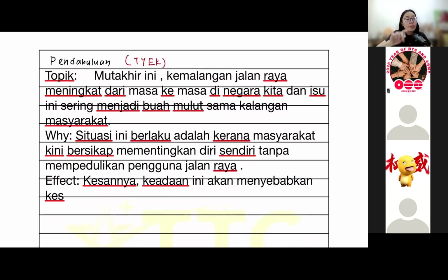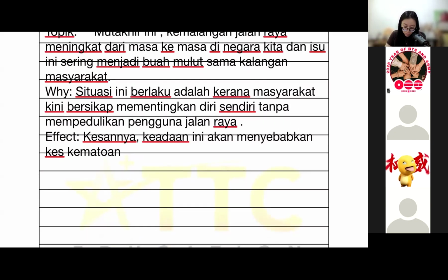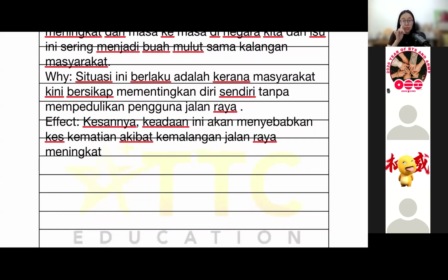Okay, I cannot just say, I cannot mention again kemalangan jalan raya meningkat. Memberikan kesan negatif pada jangka masa yang panjang, then can, in long term. But then you need to specify what is the kesan negatif. For example, they cause kes kematian akibat, due to, kemalangan jalan raya meningkat. Then you can say until it affects our reputation. Yes, correct, for our country's reputation. Okay. Sehingga menjejaskan, affect, reputasi dan imej negara.